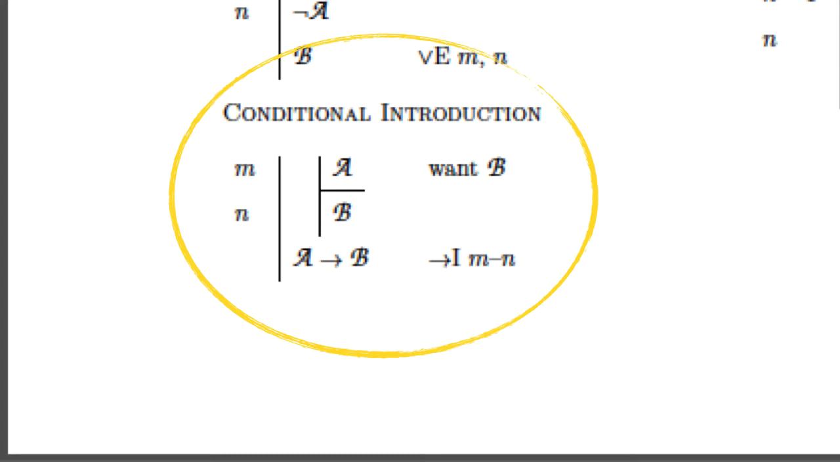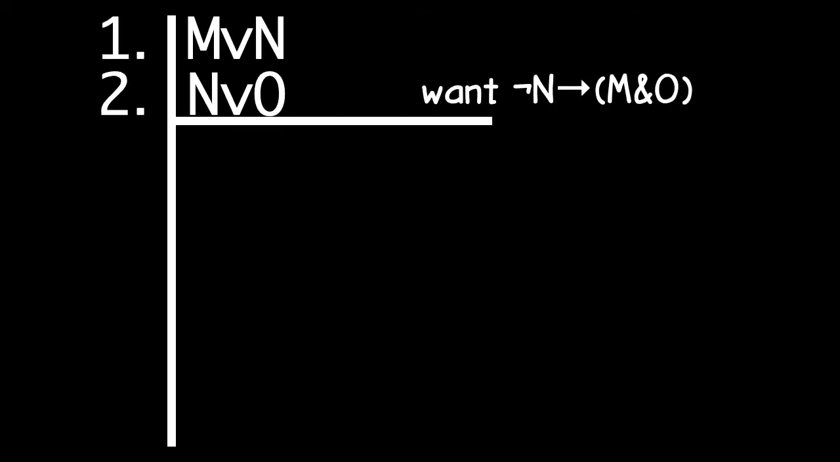Suppose we have this problem. Given M or N and N or O, we want to prove not N arrow M and O. We start the proof in this way. We write down our two premises on lines 1 and 2, and we write a horizontal line underneath that. Now, we want to end up with not N arrow M and O. Our premises don't give us much to work with.